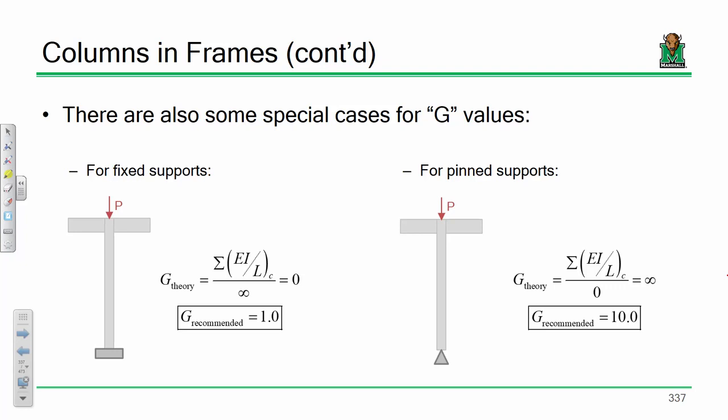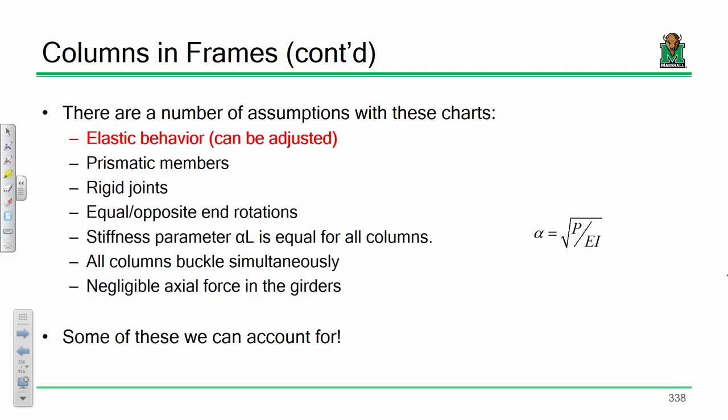So for instance, we're going to look at an example here in a second. And so we're going to have a G value here, here, and here. And the G value on the bottom is going to be 10 because it's a pinned end at the bottom. Everybody okay with that?